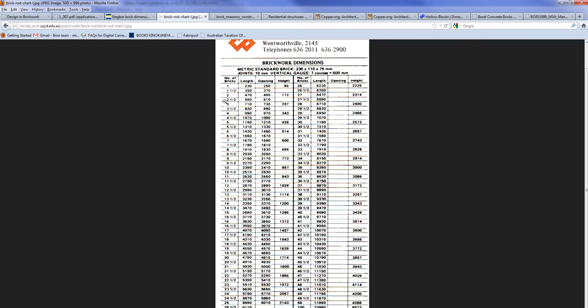Generally, it is best to work with an even number of brick courses. So that means work to either 2 and then 4 and then 6 and then 8 and so forth. Now, a very typical height of brickwork is 2914 or 2743.